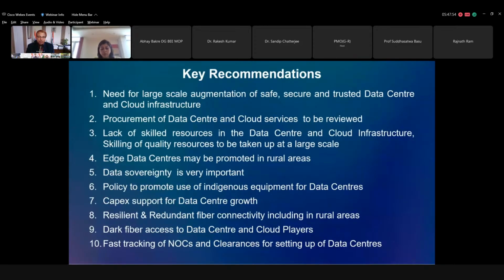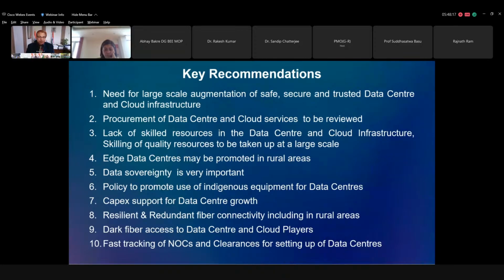Then another recommendation was on data sovereignty, the need to host data in India within the Indian IT and data center infrastructure. And it was mentioned that the data protection bill would be a key factor to ensure that the data center ecosystem gets very strong support and a good boost.